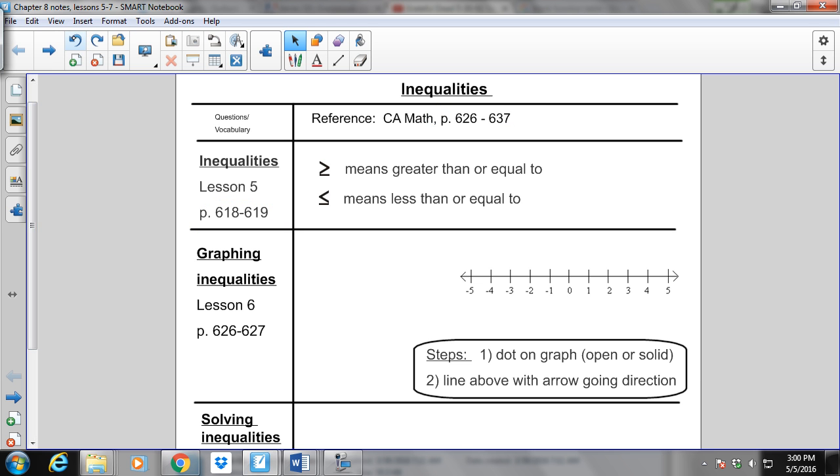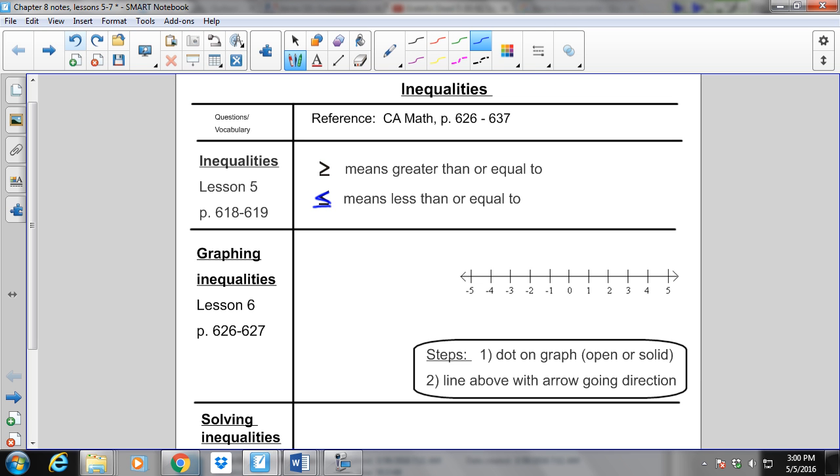So, some symbols first. You might have seen this already. I don't know if you got this in elementary school or not, but you know already that this means greater than and this means less than. And all they've added for this is a line underneath it. That means greater than or equal to, and then obviously this one that's facing this direction means less than or equal to.